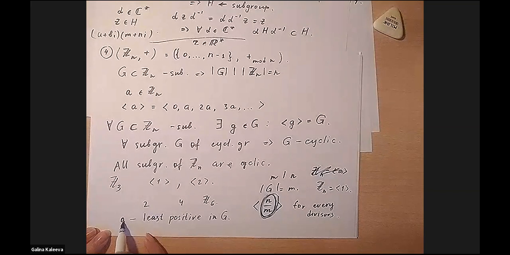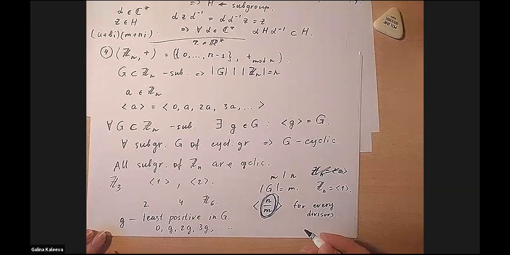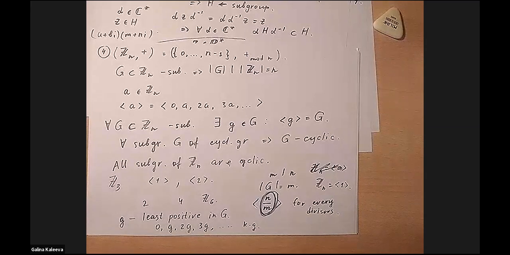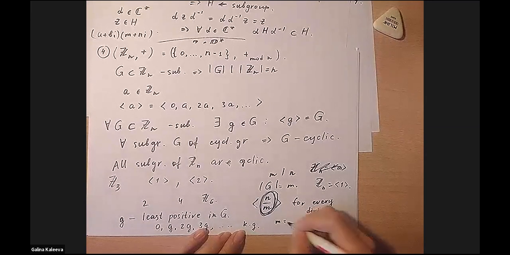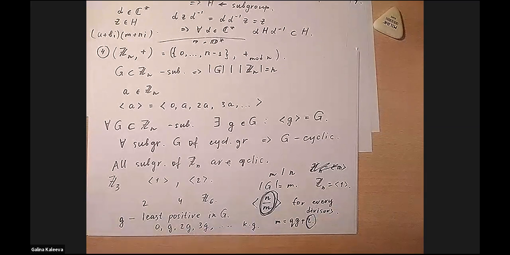If we take g, which is least positive in the subgroup, and consider 0g, 2g, 3g, they are all in the group. All the other elements are some k multiplied by g. You used this when you proved that every subgroup of a cyclic group is cyclic. If we take some element and write it as qg plus a remainder, this remainder is also in the group, and this leads to a contradiction. So we described cyclic subgroups, and these are all the subgroups of our group.